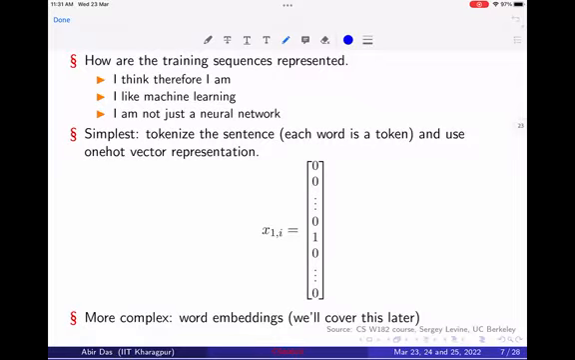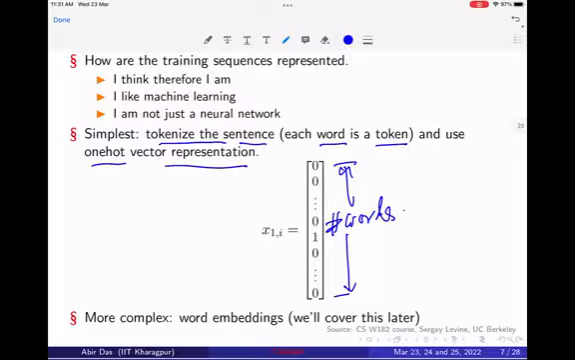One thing is that, okay, tokenize the sentence. So what does it mean by the word tokenize or token? So each word is actually called a token, and we use this one-hot vector representation. The length of the vector is the number of words in the vocabulary. So first, what you will do is you will probably split all these sentences into words, and then you will see what are the number of unique words.